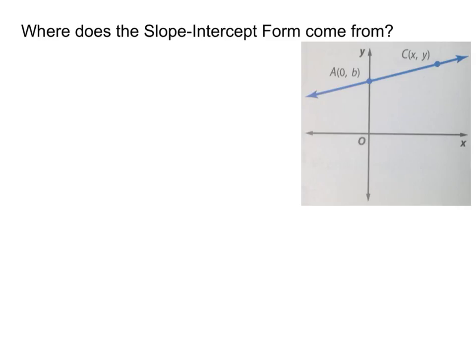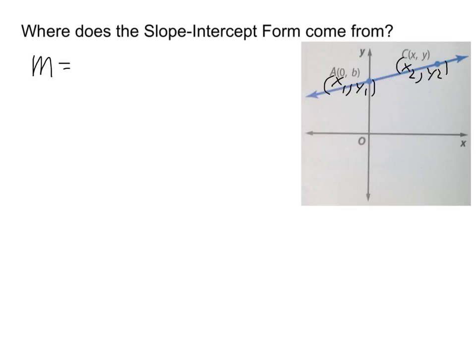Okay, where does slope-intercept come from? A lot of you have probably seen slope-intercept form, but I wanted to see if you know where slope came from. We talk about slope as being the letter m. Like we found last time, slope is rise over run, so that's y2 minus y1 over x2 minus x1, if we call this point x1, y1 and this point x2, y2.